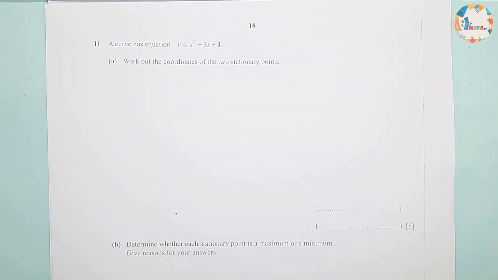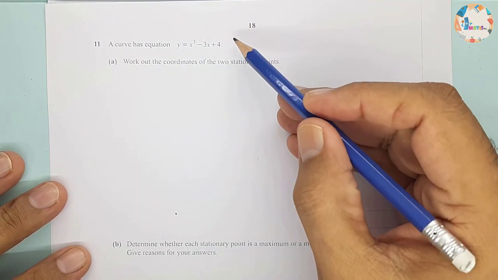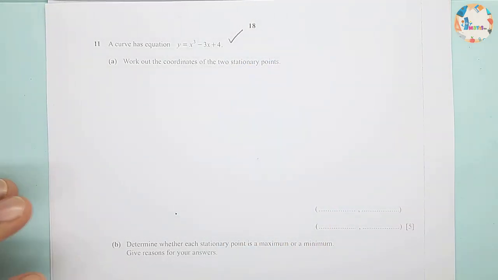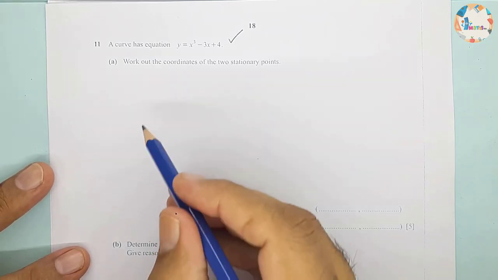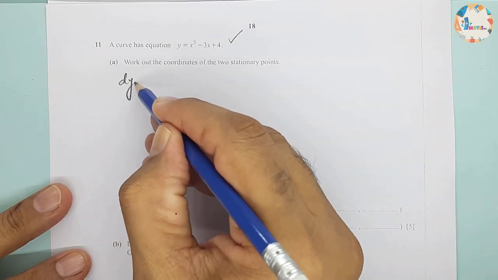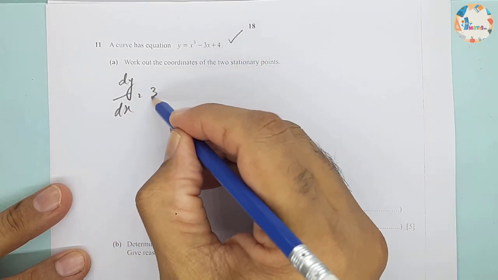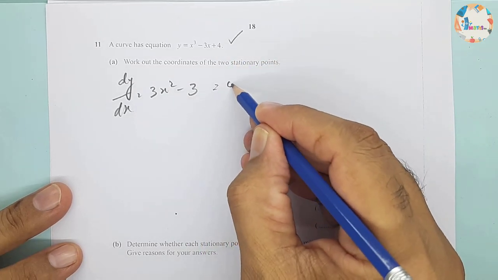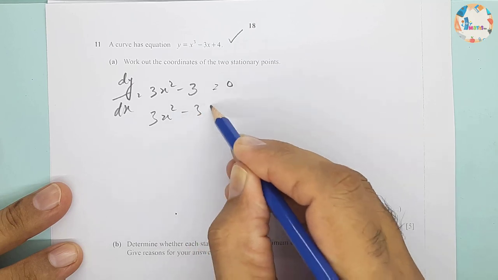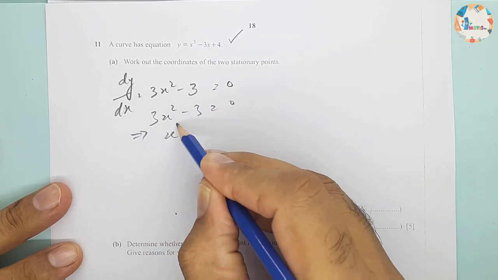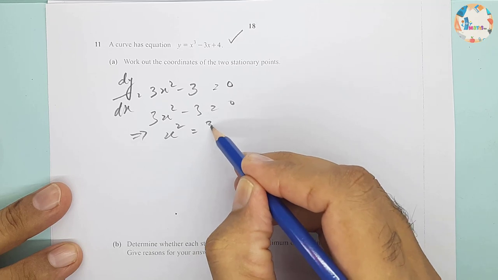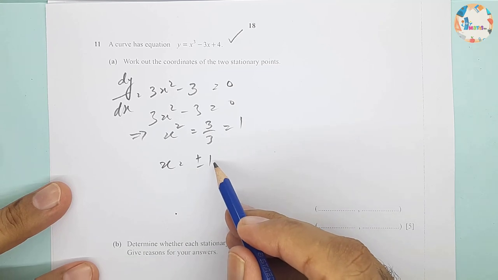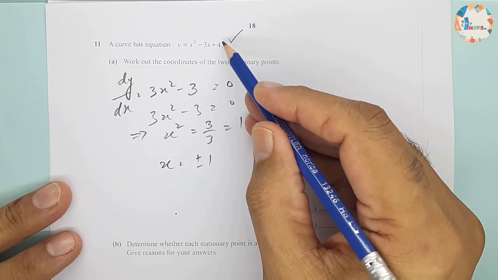Now question number 11, a curve has equation, this equation is provided, work out the coordinates of the two stationary points. So two stationary points we have to find. For stationary points we will be taking the first order derivative, dy over dx will be equal to 3x squared minus 3, and we'll put the first order derivative equal to 0, so 3x squared minus 3 is equal to 0, this implies x squared is equal to 3 over 3, which is equal to 1, so x is equal to plus minus 1, these will be the two values, and these two values will be replaced in this equation to get the y values.